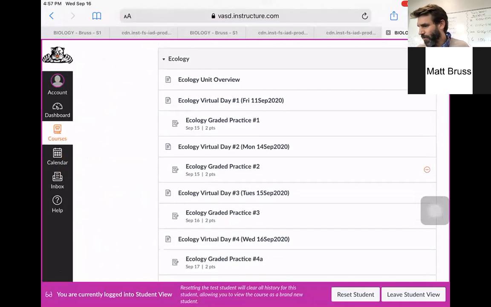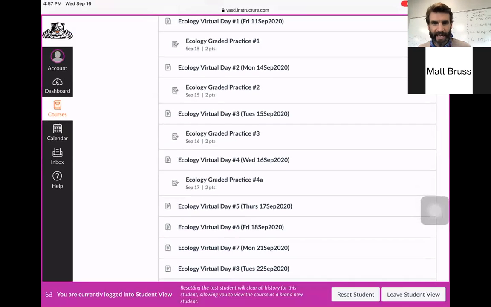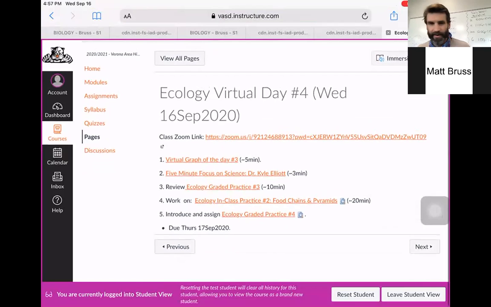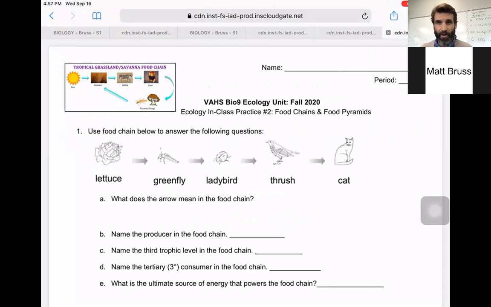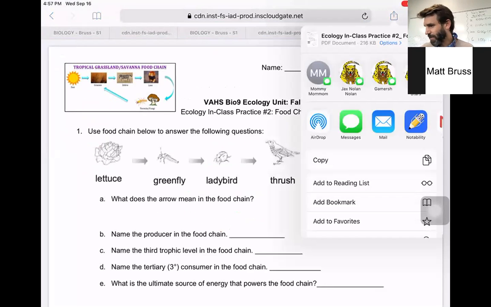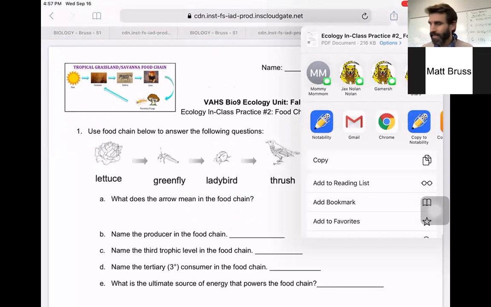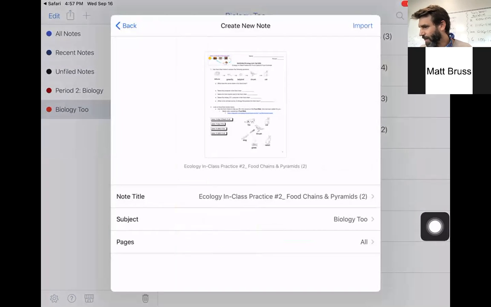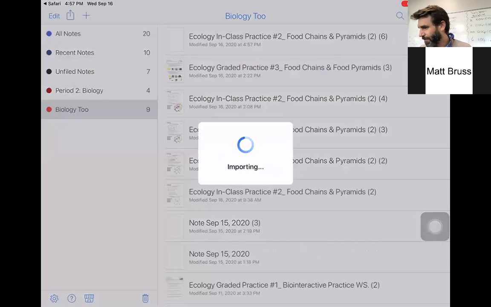Now from the student's view, if you look at Ecology Virtual Day number 4, that's Wednesday, and we click on that, you can see the fourth thing was in class, we were going to work on food chains and pyramids. So I'll click on that, and there it was, and you can send this out to Notability. If I click that box with the arrow heading out, and click copy to Notability, there it is. Then I can create a new note in Notability and work on this from there.